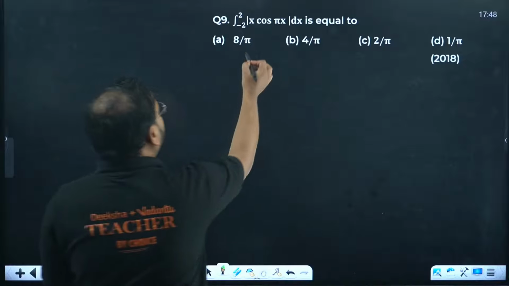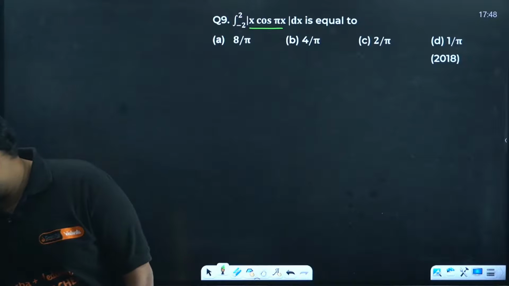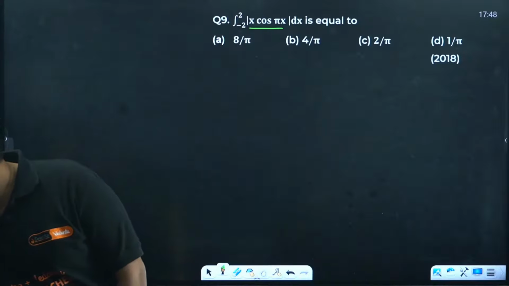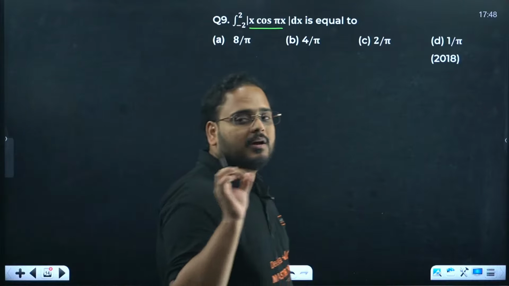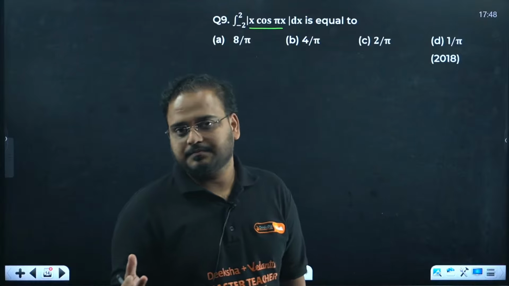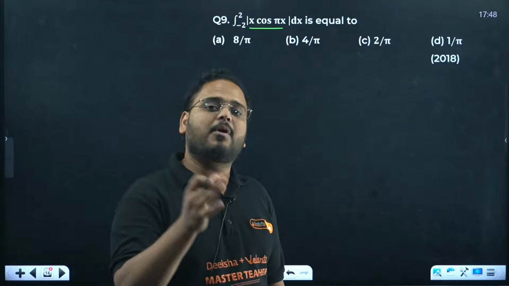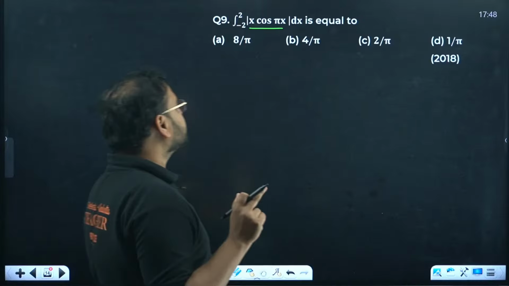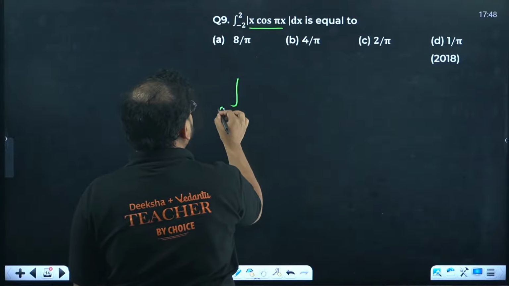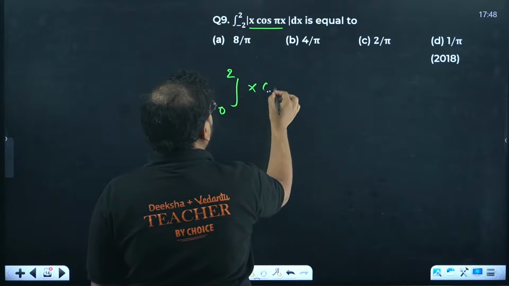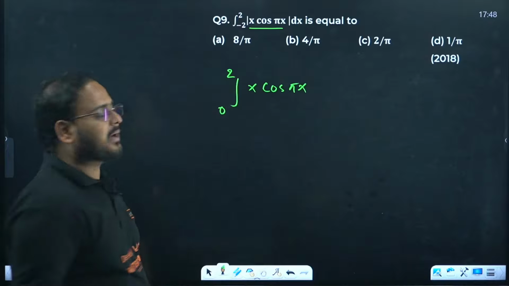So x cos pi x, in the modulus, is an even function. It's an even function, which means if you put a minus sign inside, it will always come out as positive only. So I can use the property of an even function and write this as 0 to 2 of x cos pi x.